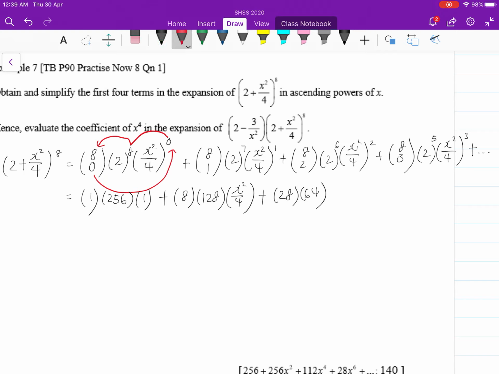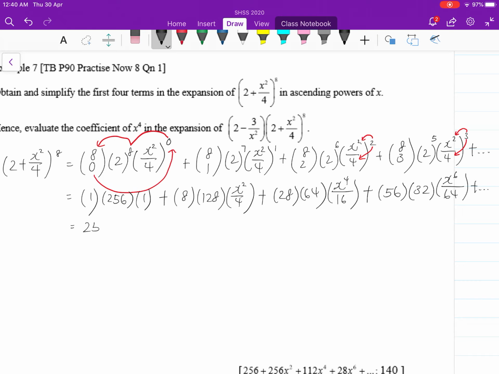And this square is multiplied to this power and also to this 4. So you will get x to the power of 4 over 4 squared, which is 16. Plus, you press your calculator, 8C3, you will get 56, multiplied by 2 to the power of 5, which is 32. Now, this cube goes into this power and this power 4. And then you will get x to the power of 6 over 4 to the power of 3, which is 64. Plus dot dot dot.